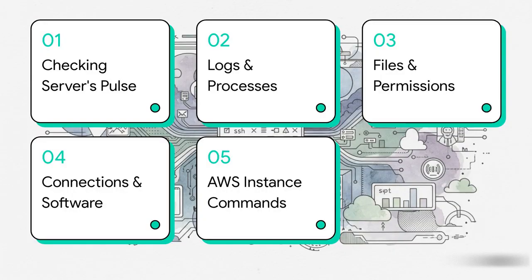All right, so here's the game plan. Our toolkit is laid out in 5 main trays. First, we'll cover how to check the server's pulse, its basic health. Then, we'll put on our detective hats and dig into logs and processes. After that, we'll get our hands dirty with files and permissions, then connections and software, and we'll wrap it up with some really cool AWS-specific bonus commands.